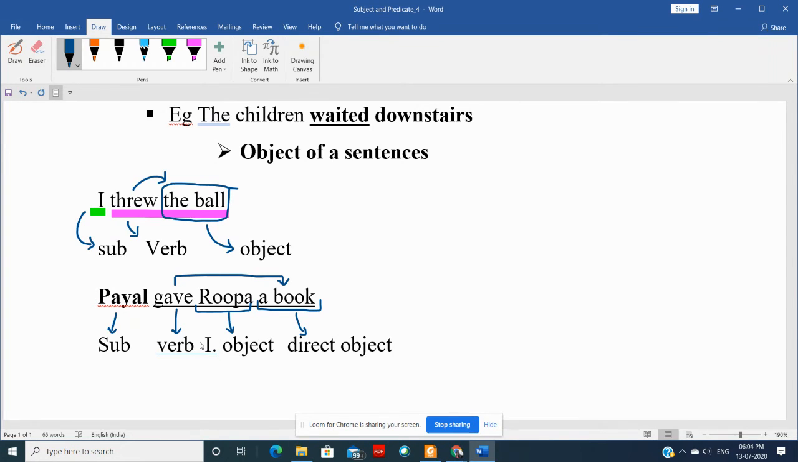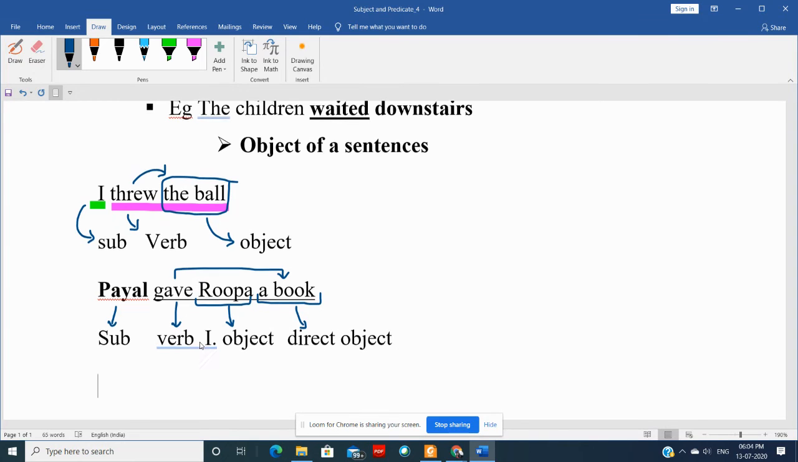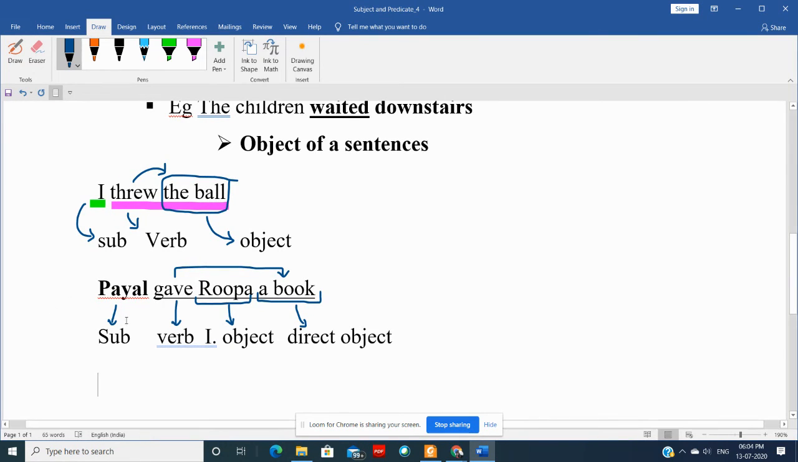Indirect object. Right. So again, what is our main sentence? Payal gave Rupa a book. What is the subject? Payal. Gave Rupa a book, this whole thing becomes the predicate. Predicate has further parts. Gave becomes your verb. Gave what? A book. So this becomes your direct object. So what is left? Gave whom? Rupa. So Rupa becomes your indirect object.